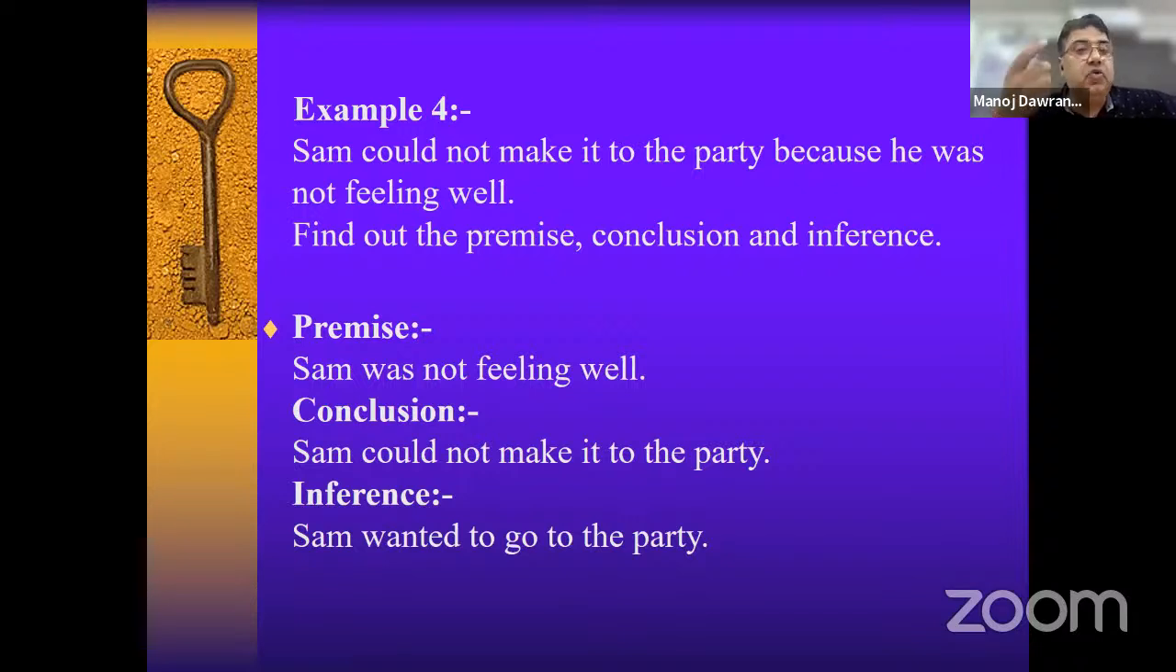Which made me assume that one needs to be well to go to the party. This will be the assumption, right? On the basis of the fact that Sam couldn't make it to the party, I would infer that either he's invited for the party or he would want to go to the party. Keep in mind, there could be more than one inference, could be more than one assumption.